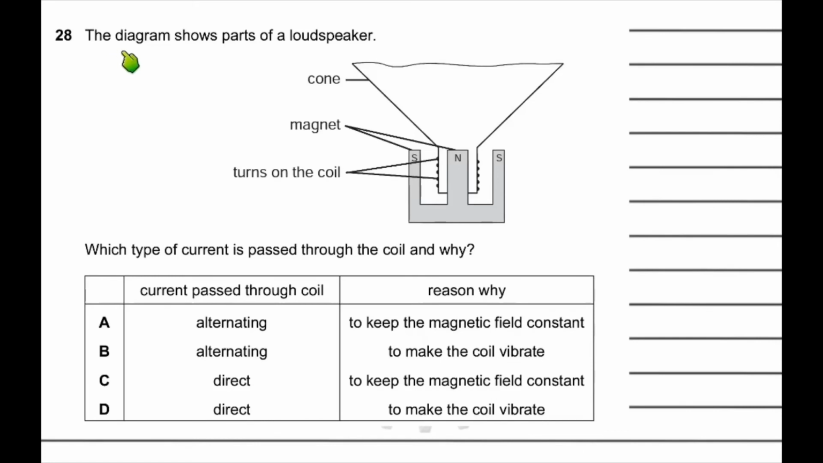The diagram shows part of a loudspeaker. This is the cone, this is the magnet, and this is the coil. Which type of current is passed through the coil and why? 5 seconds.